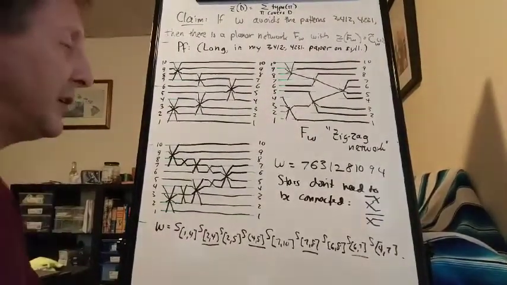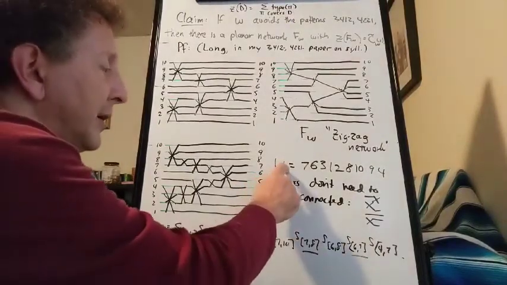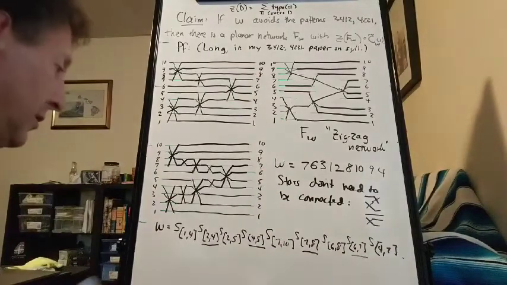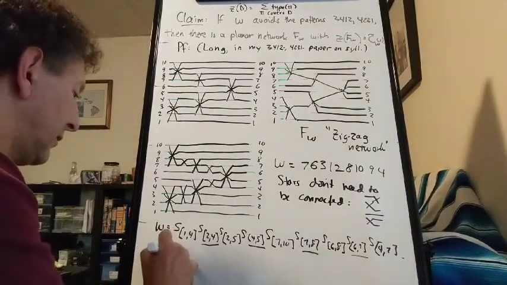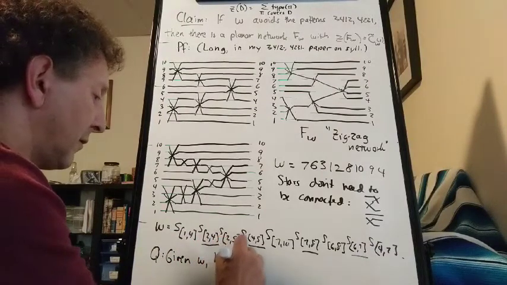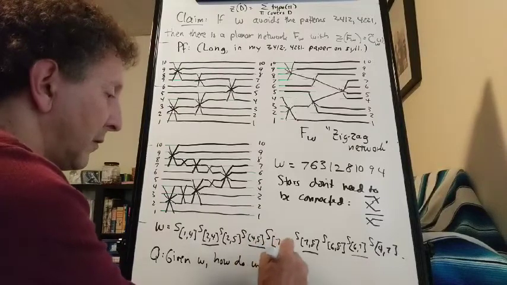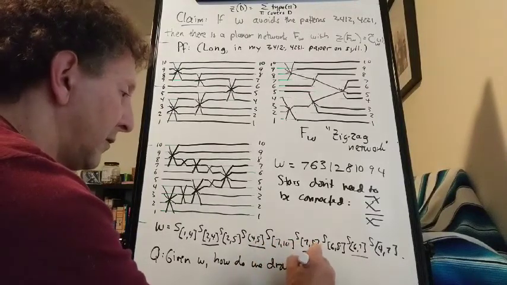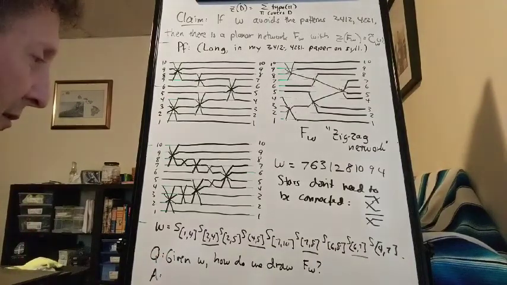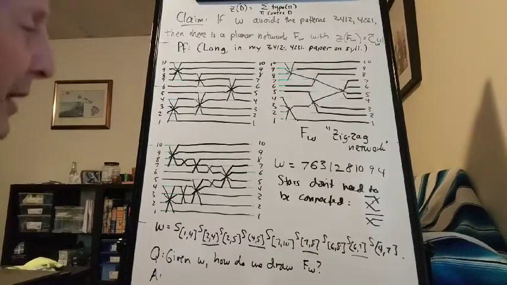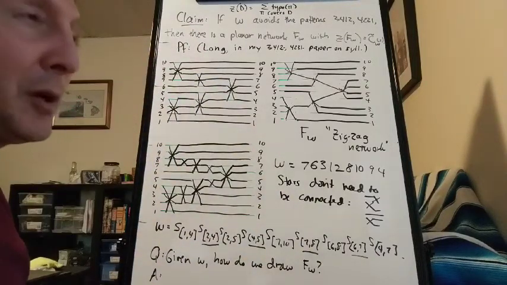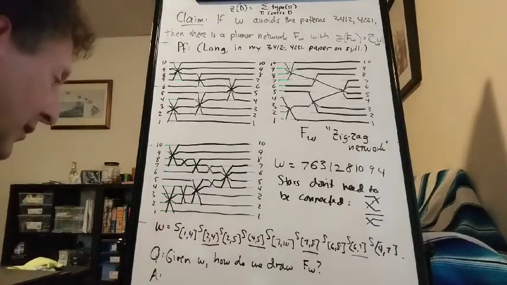Alright, now a natural question is, if we're given a permutation that avoids these patterns, how do we get the planar network? And the answer, unfortunately, is that there's a tedious algorithm in my paper that you can use. Again, it's the paper on the syllabus. You can look at it if you want, but we're not going to need to use it.